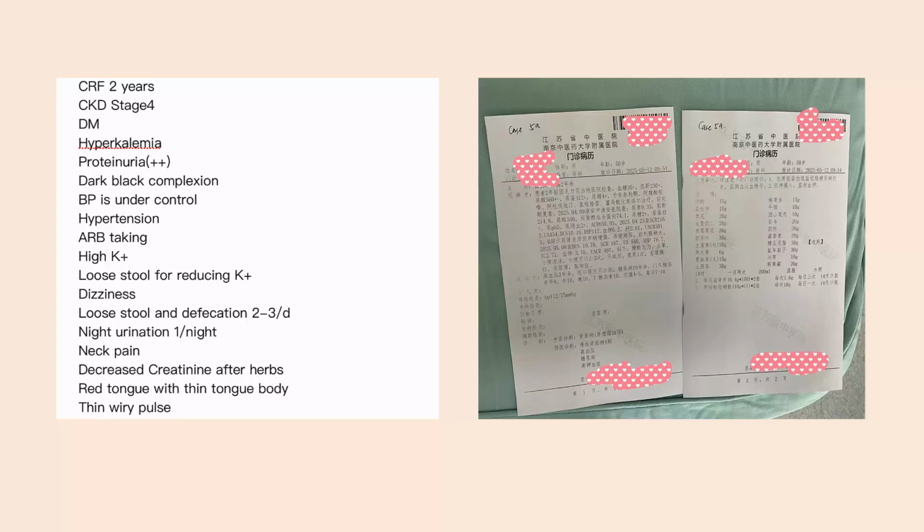Night urination once per night, neck pain. Creatinine decreased after herbs, which means the treatment is very effective, so creatinine is decreased. Red tongue body with a thin tongue coating, thin wiry pulse.